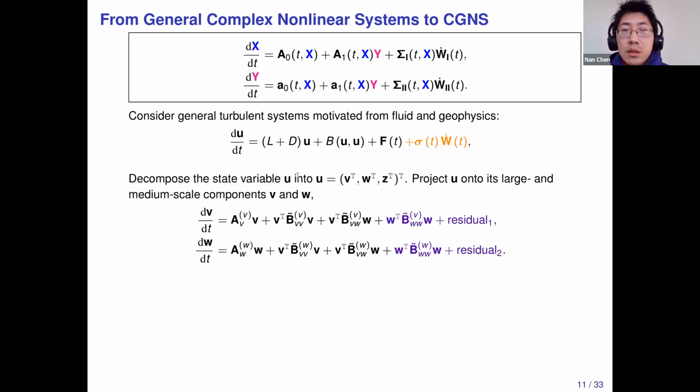What you can do is usually try to decompose your original state variable into different parts. Say we decompose that into V, W, and Z. V is the largest scales, W is the medium scale, Z is the small scale. Usually you try to ignore your small scale. You always do some truncation when you do discretization. So you project your U to the large and medium scale variables V and W, right? And so you can write down these two separate equations, but they are coupled.